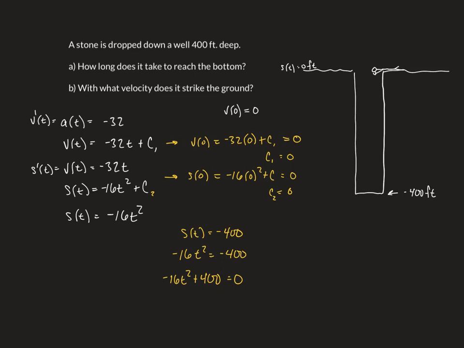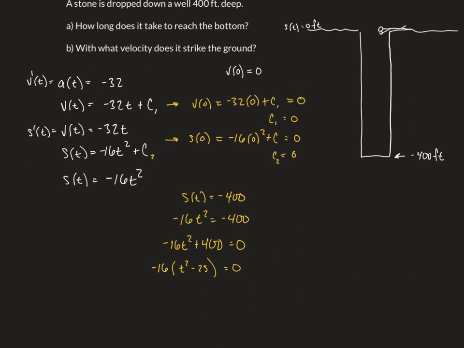And now I have to find a way to solve this equation. So you've got some choices for how to actually solve this. But what I'm going to do is factor out a negative 16. That leaves me with t squared minus 25 equals 0. And so my factors will be t plus 5 and t minus 5.